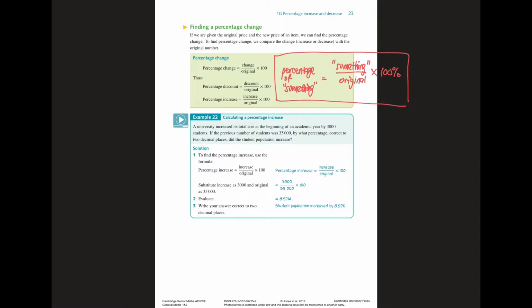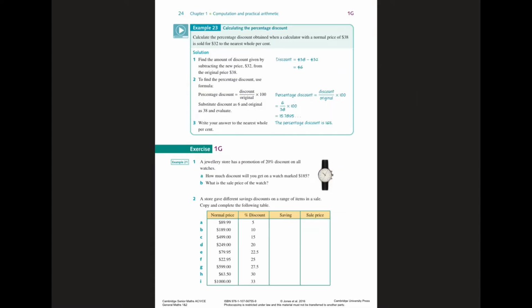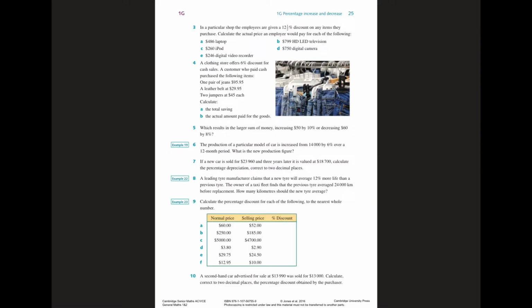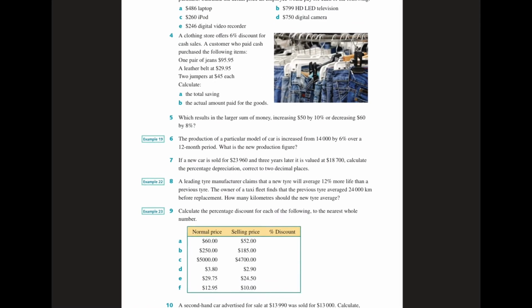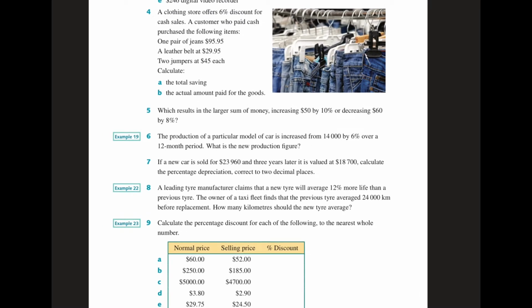Okay, now let's see question 5. Wait, could you just go back to the formula? I just want to write it down. Okay, so we look at question 5 then.